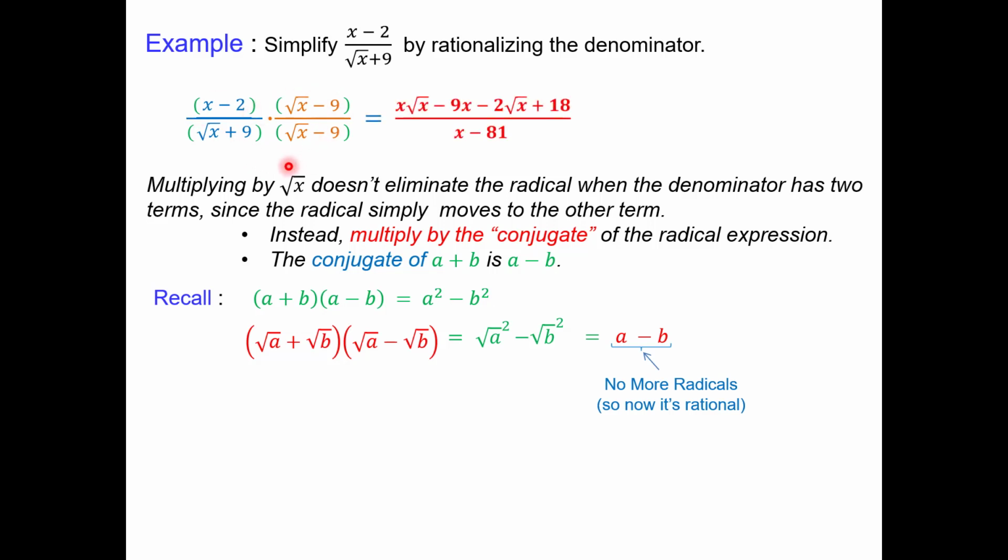Once you do that, on top you'll still have these 4 terms after you FOIL, but on bottom, when you FOIL, the 2 terms in the middle add up to 0, and so you end up with just square root x times itself, which is just x, and then 9 times negative 9, which is negative 81. And so this is exactly what was asked for, the rationalizing of the denominator. There is no more radical down here.